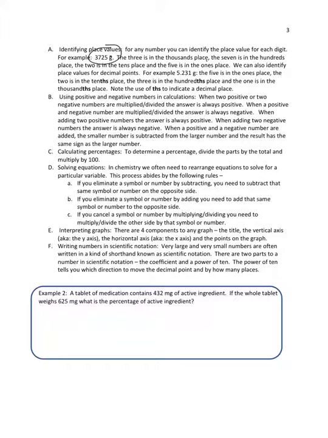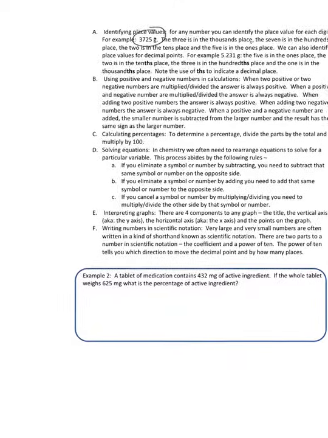F. Writing numbers in scientific notation. Very large and very small numbers are often written in a kind of shorthand known as scientific notation. There are 2 parts to any number in scientific notation: the coefficient and a power of 10. The power of 10 tells you which direction to move the decimal point and by how many places. Now let's take a look at some examples.